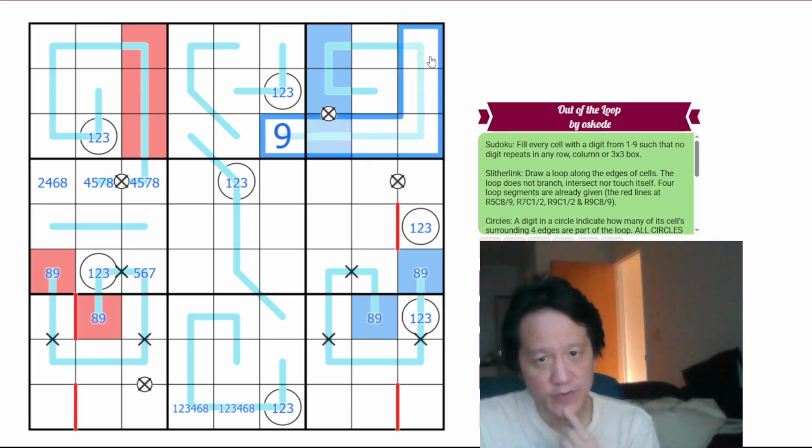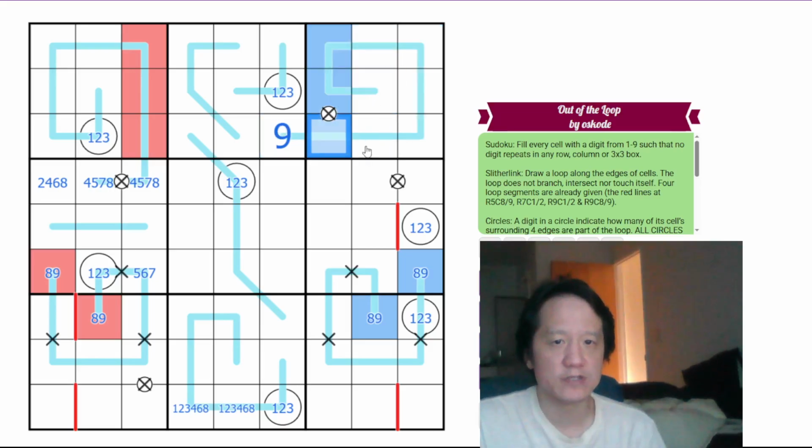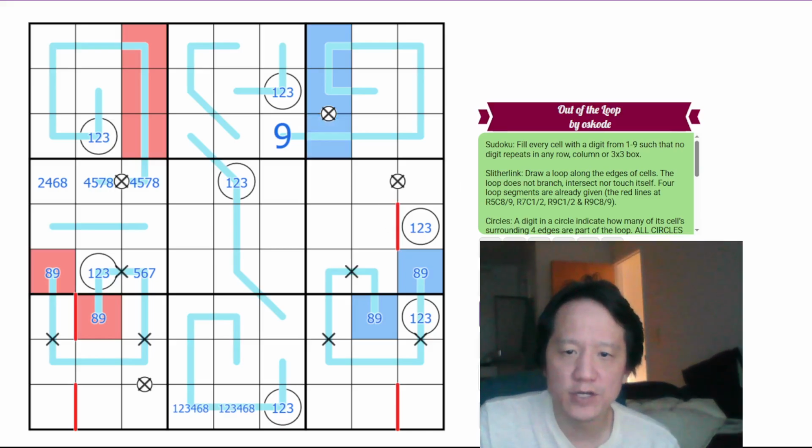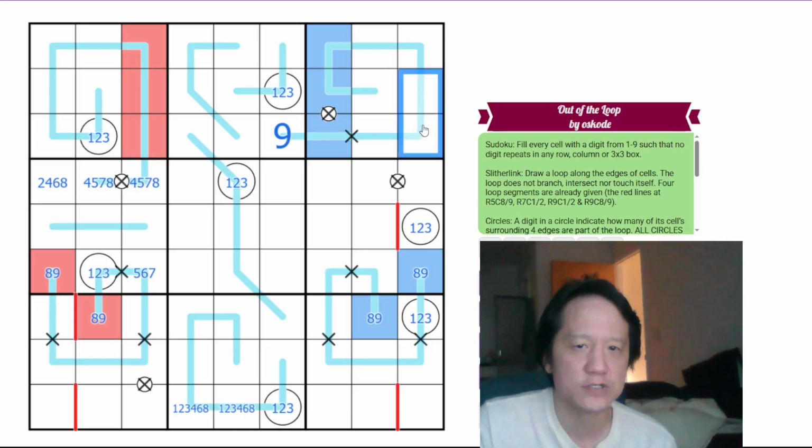Again, this must be divided into 9s. So obviously this can't be a 9. This can't be a single digit, so this must be divided. Actually, we know this must be divided here, and it cannot be divided here because this can't be 9 by itself. So this must go here. These two can't be 9 by itself.